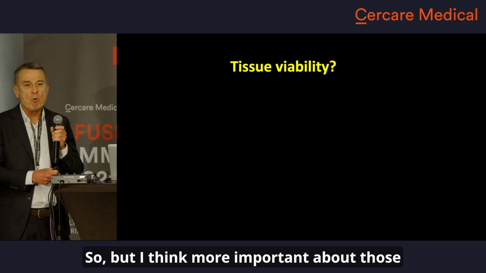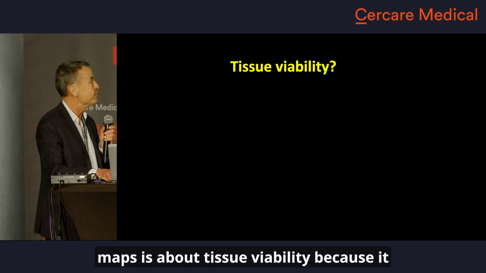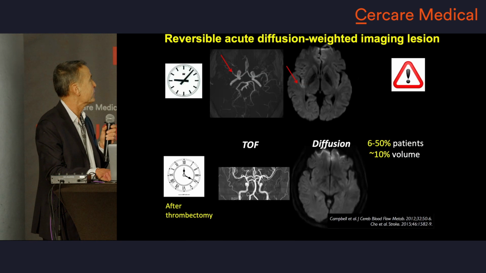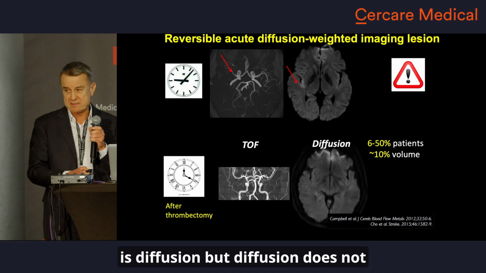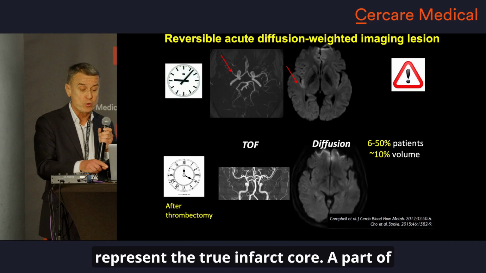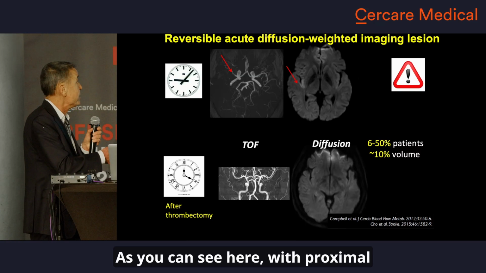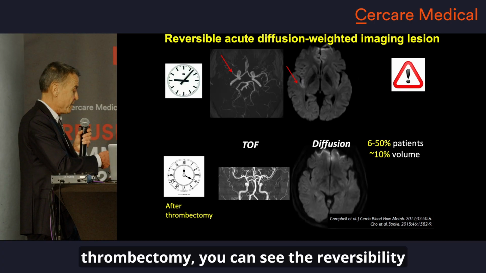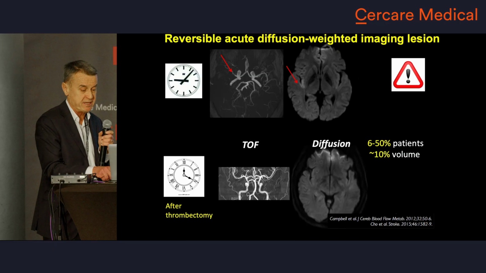But I think more important about those maps is tissue viability, because it may change the patient care. The definition of infarct core using MRI is diffusion, but diffusion does not represent the true infarct core. A part of diffusion is reversible, as you can see here, with proximal occlusion at admission, and after thrombectomy, you can see the reversibility of the diffusion abnormality.